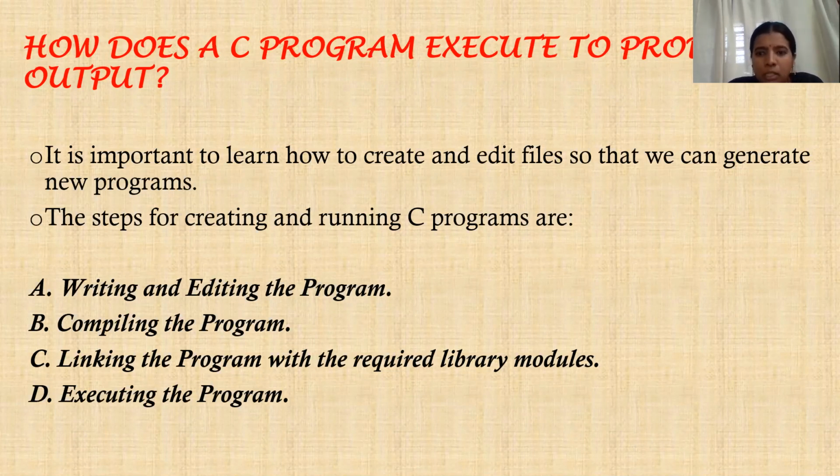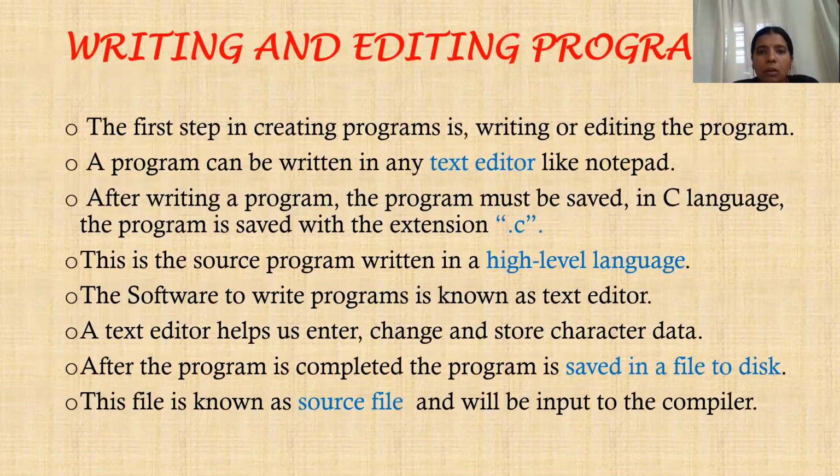The steps for creating and running C programs are writing and editing the C program, compiling the program, linking the program with required library modules, and executing the program. How do you write and edit a program? The first and foremost step is writing and editing a program.